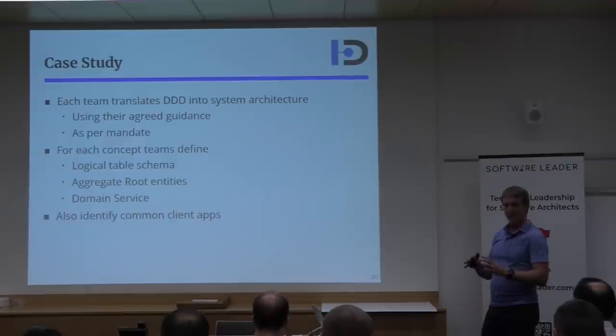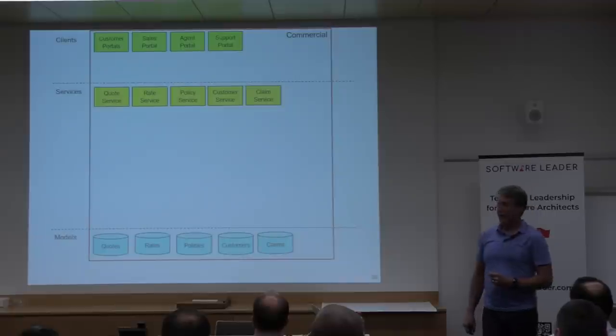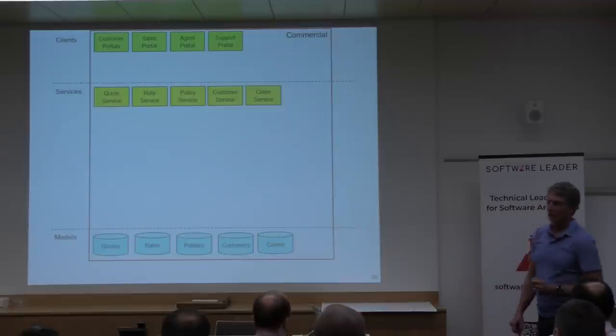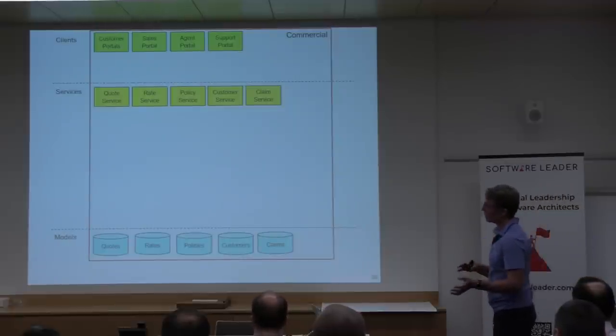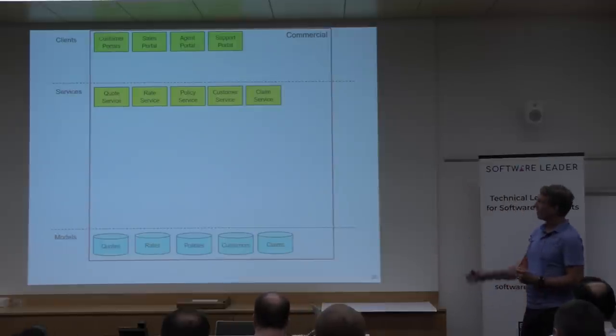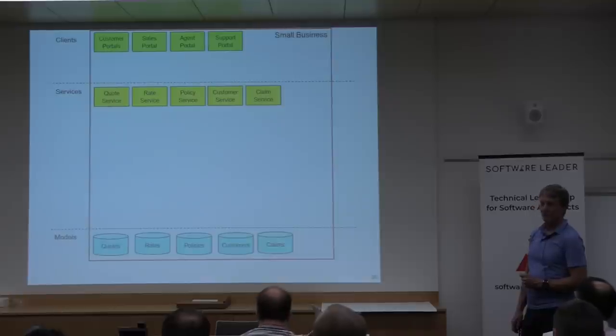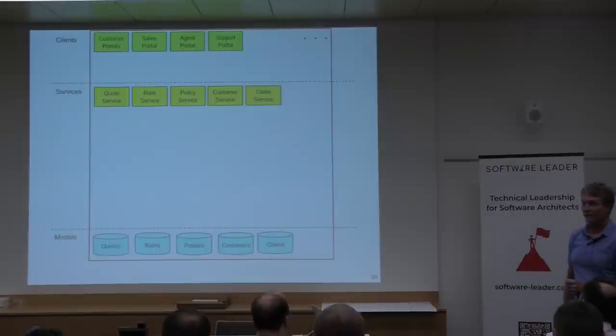They also identify all the common apps that they normally use and that now have to consume this API instead. So we've got commercial, we've got the usual suspects of portals, customer, sales, agent, support, right? And we've got our domain services with their requisite domain models at the bottom, right? Small business, personal, you get the point.